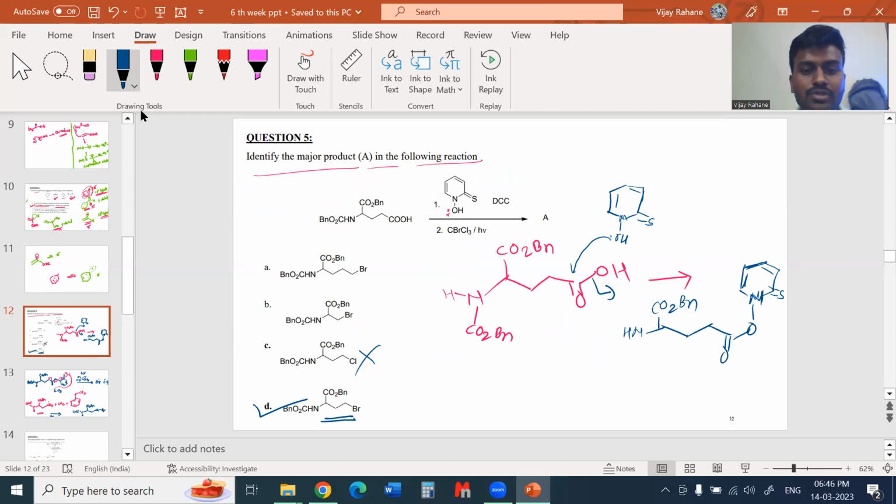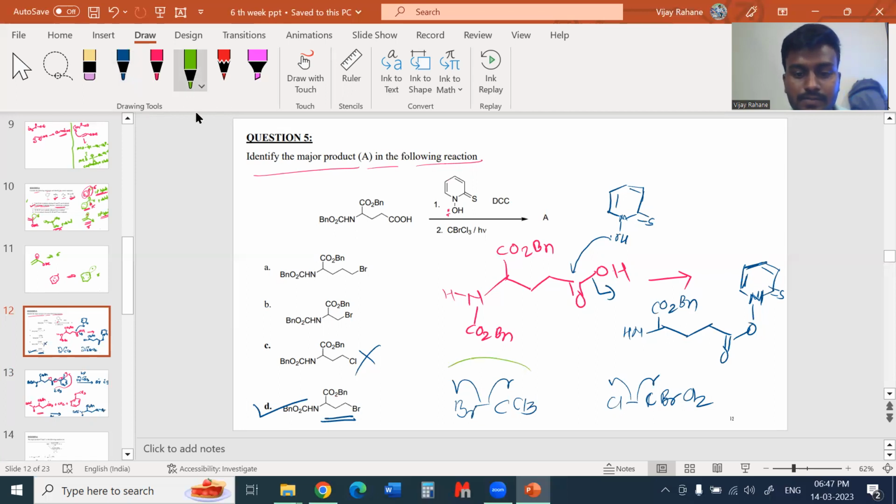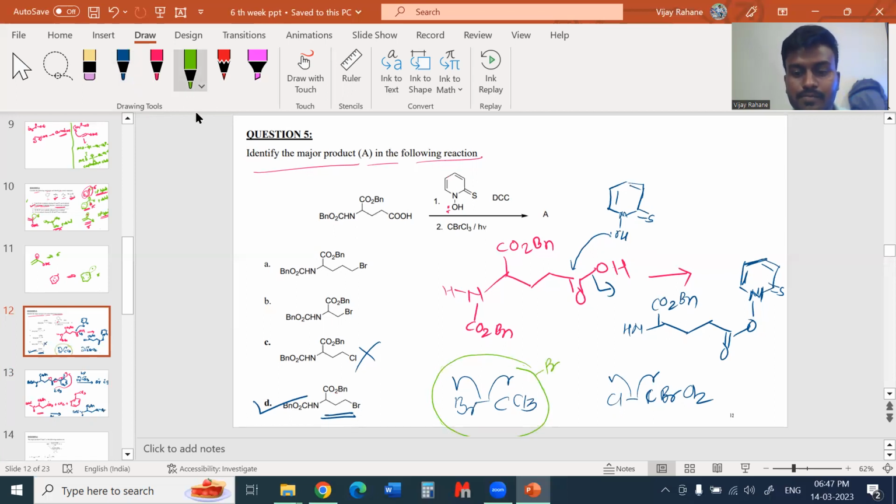Here no Cl, because if you see the radical formation, CCl3 and Br, this cleavage is more feasible instead of Cl, CBrCl2. So this one is the preferred one, because the bond dissociation energy for the C-Br bond is less as compared to the C-Cl bond. So the C-Cl bond is more stable as compared to the C-Br bond, and hence in presence of light, this Br radical and CCl3 radical, these two radicals are getting formed.